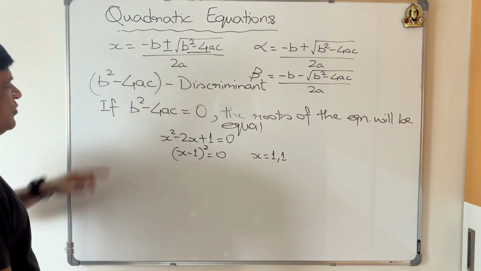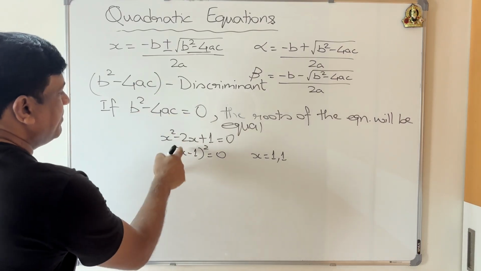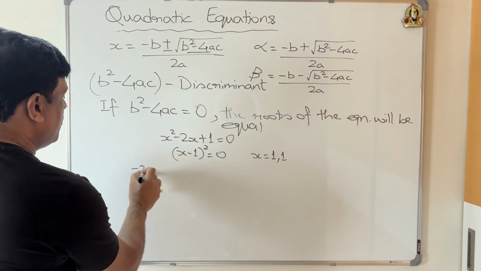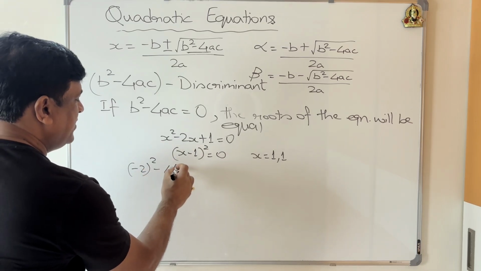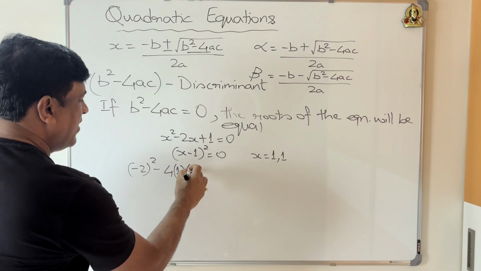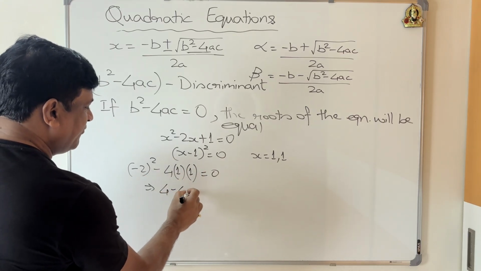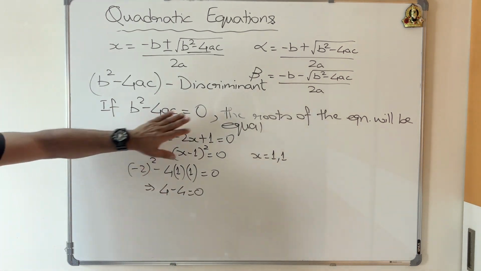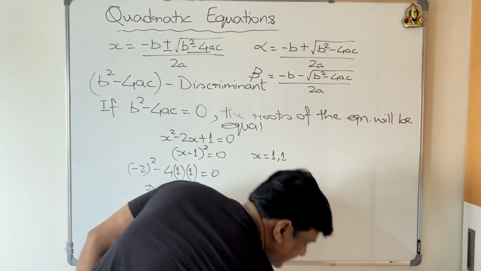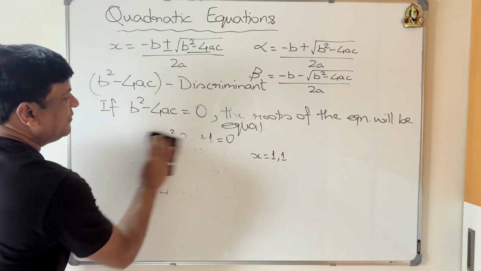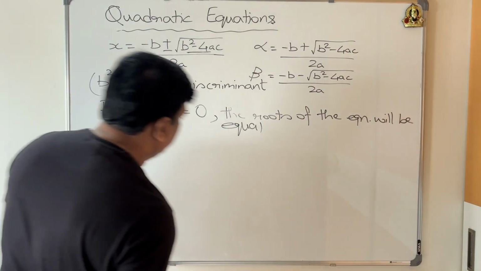Yes? Okay, so now let's check it by putting the values in the discriminant. What is b? b is minus 2. So (minus 2) whole square minus 4 times, you have a 1 in a and you have a 1 in c. What do you get? You get 4 minus 4 equal to 0. Look at it. b square minus 4ac is equal to 0. That's why the roots are equal. This is a quick check you can do if you remember this one, so that your life becomes much easier to find the roots of the equation.